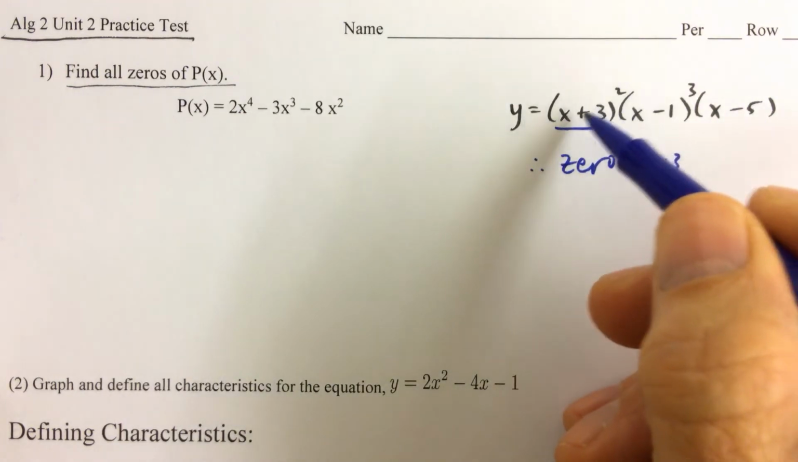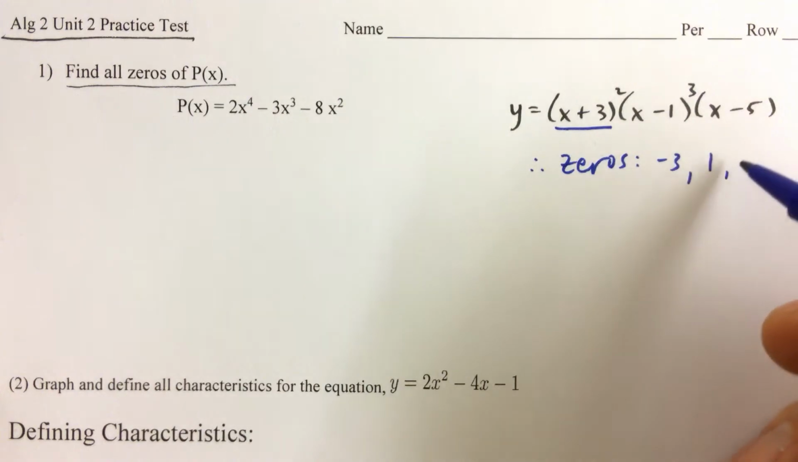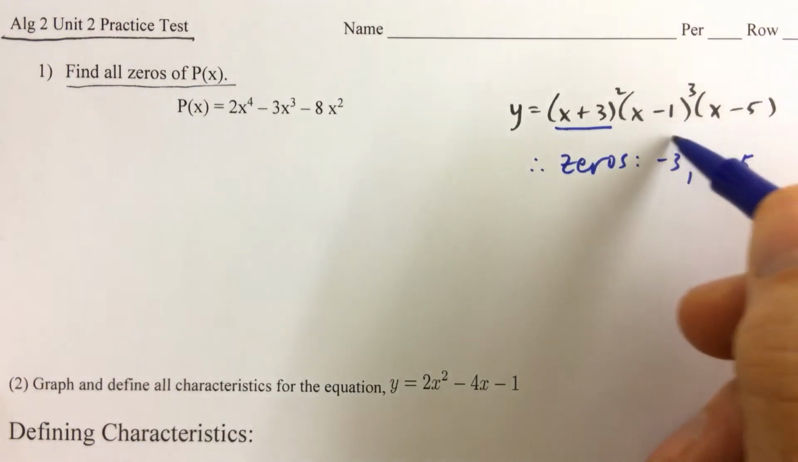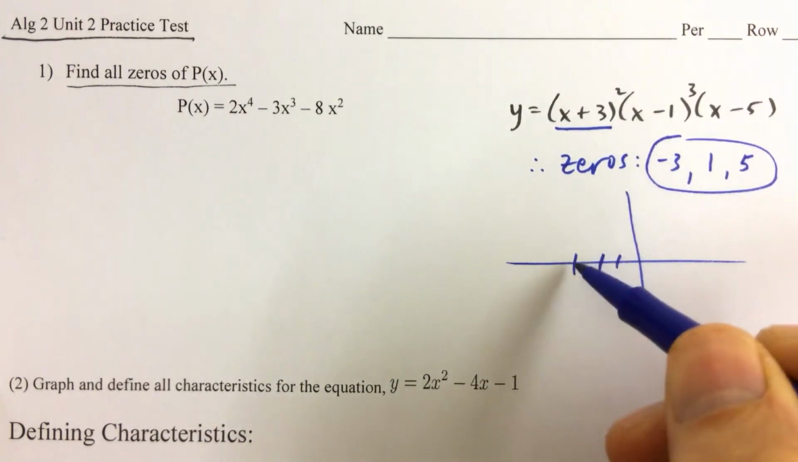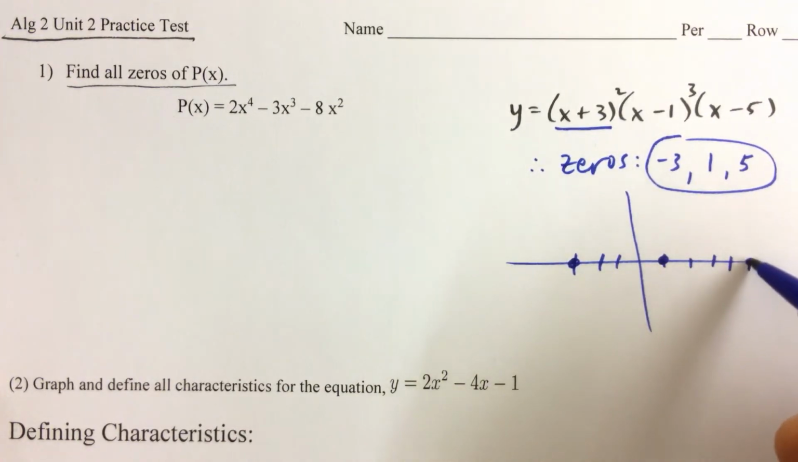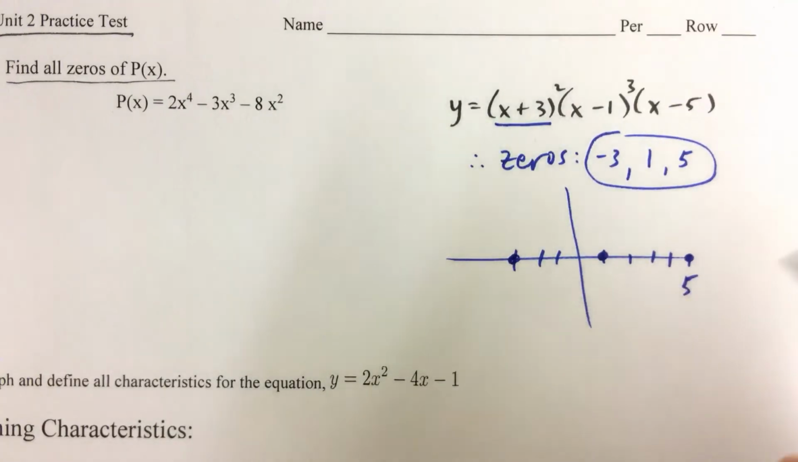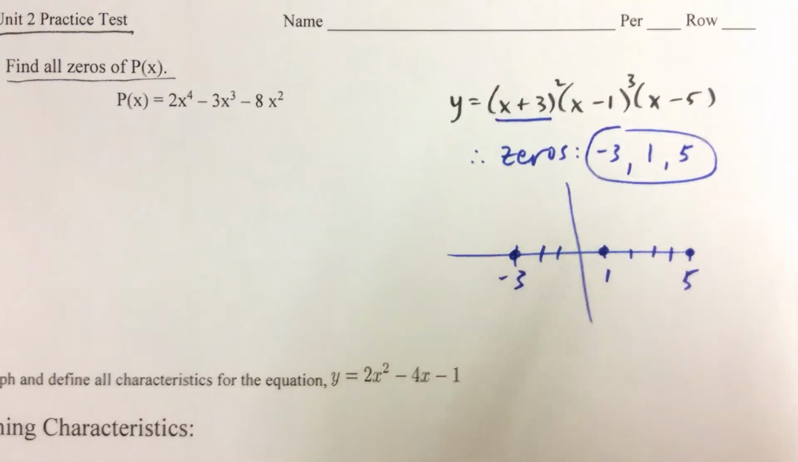So negative 3 makes that factor 0, 1 makes that factor 0, and then what number makes this factor 0? 5 minus 5 is 0. So we have the zeros, and once we have the zeros, we graph them, negative 3, 1, and then 5. So we would plot the points on the x-axis, and then we would proceed to graph the function. But those are the zeros, negative 3, 1, and 5.